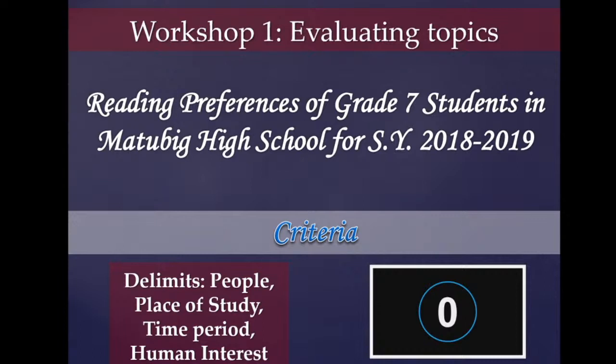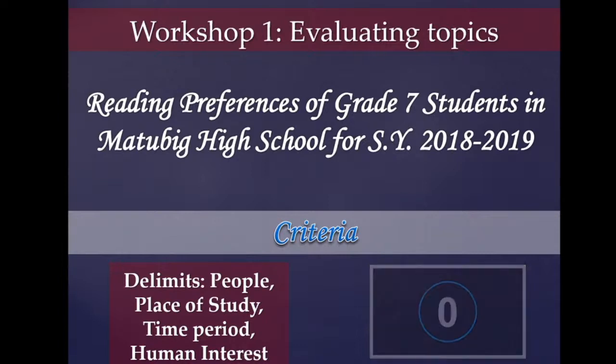All right. I guess you are all right when you answered S. Correct. This topic is specific because we have here the people involved, which are the grade 7 students, the place involved, which is Matubig High School, the time period, which is 2018-2019, and the sphere of human interest, which pertains to the reading preferences of the grade 7 students. Am I right? Okay, how about this one last topic for evaluation?